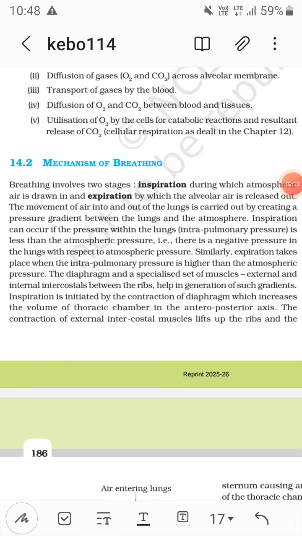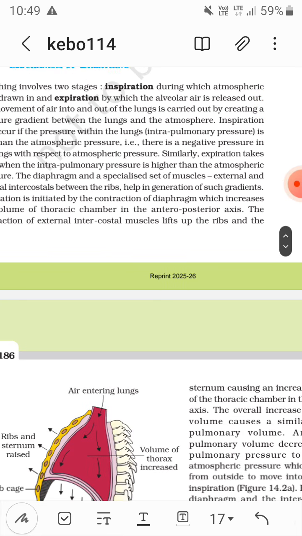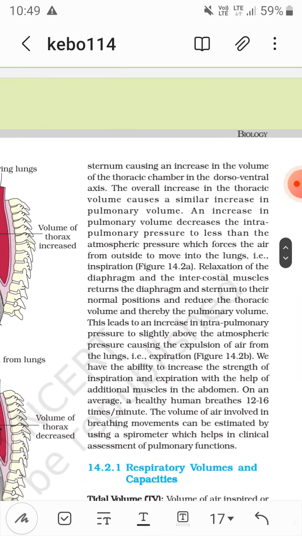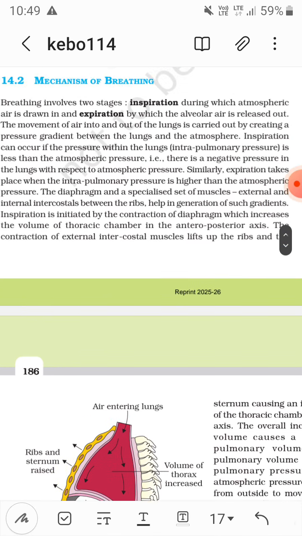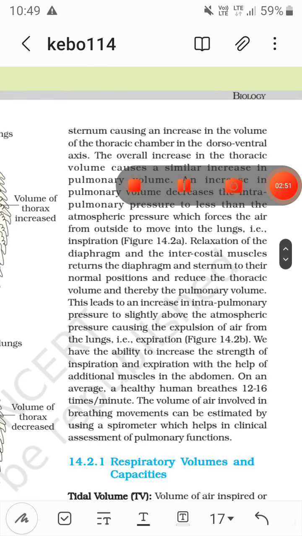Inspiration is initiated by the contraction of the diaphragm, which increases the volume of the thoracic chamber in the anterior-posterior axis. Also, the contraction of external intercostal muscles. Now, relaxation of the diaphragm and the intercostal muscles returns the diaphragm and sternum to their original positions. It says contraction of external intercostal muscles. Expiration involves the internal intercostal muscles.